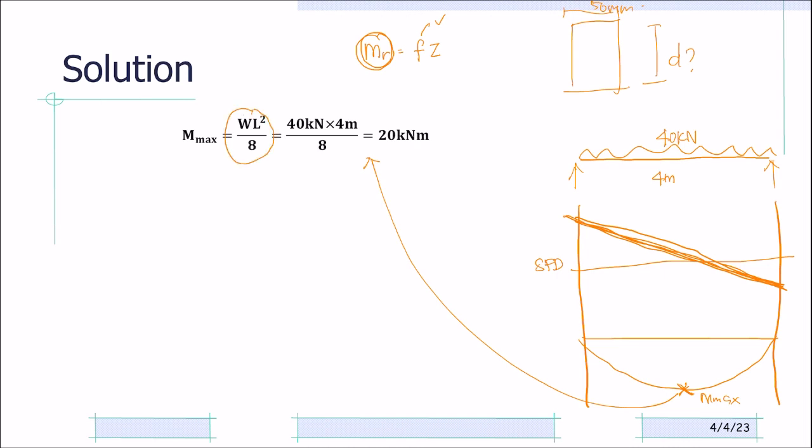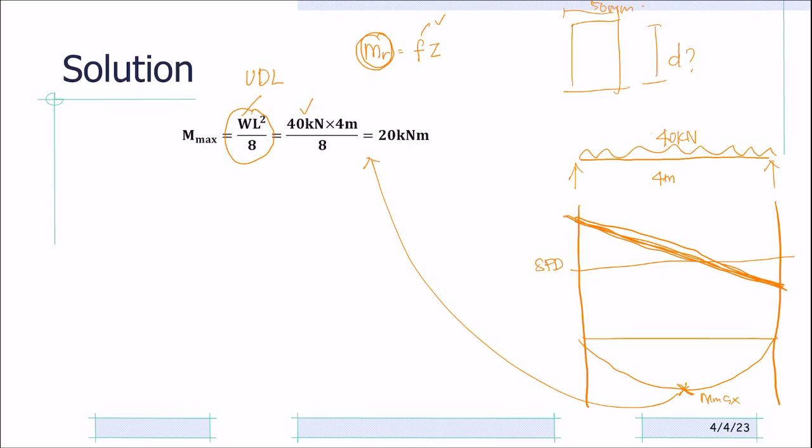Ingatlah formula ni. Ini memang untuk UDL, uniformly distributed load. You can get the maximum bending moment: WL square over 8. Okay, W, this is the 40 kilonewton. Okay, and the length is 4 meter. However, notice that I tak kuasa 2 kan that 4 meter. I just maintain 4 meter dah.